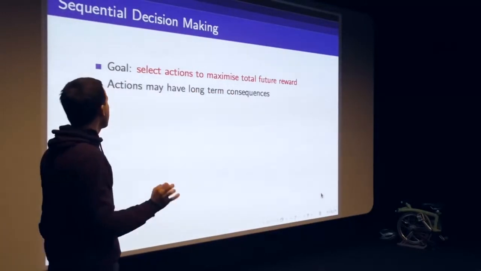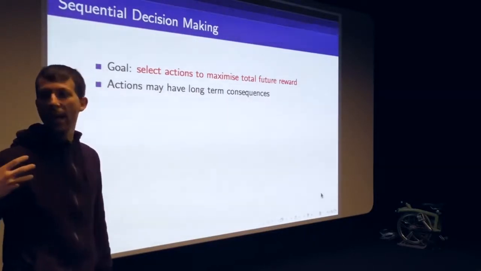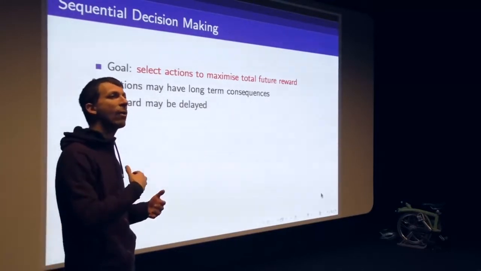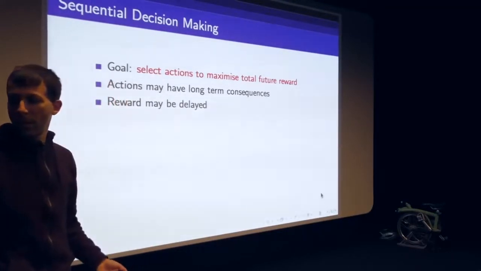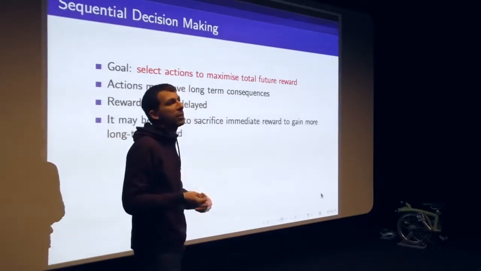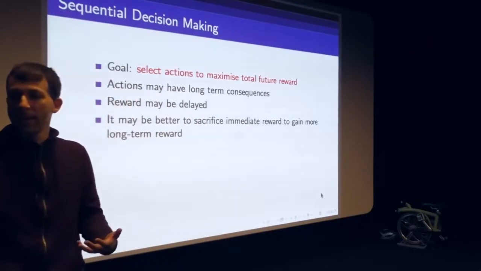And in particular, what that means is that we have to plan ahead. We have to think ahead, because actions may have long-term consequences, and the reward that we get might not come now. It might come at some future step. And sometimes that might even mean that you have to give up some good reward now so as to get more reward later. So you can't be greedy when you do reinforcement learning. You have to think ahead.